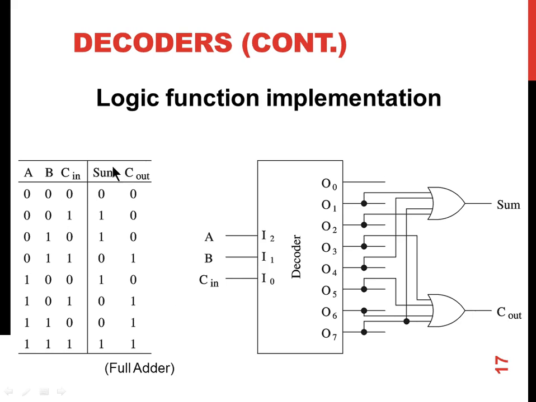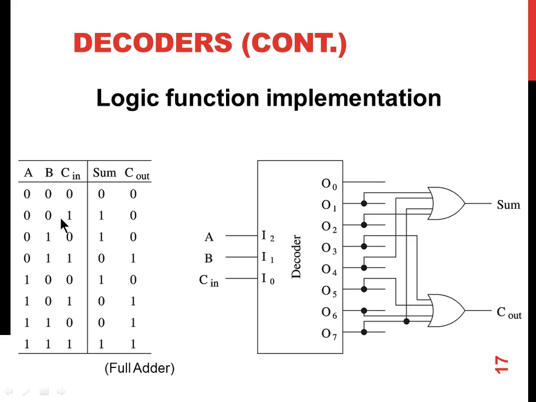This is a truth table given to you, and if we are asked to implement this logic using a decoder, how do we go about it? So now there are 3 inputs, so we need a 3 to 8 decoder for that. This is the logical table that is given to you to be implemented.